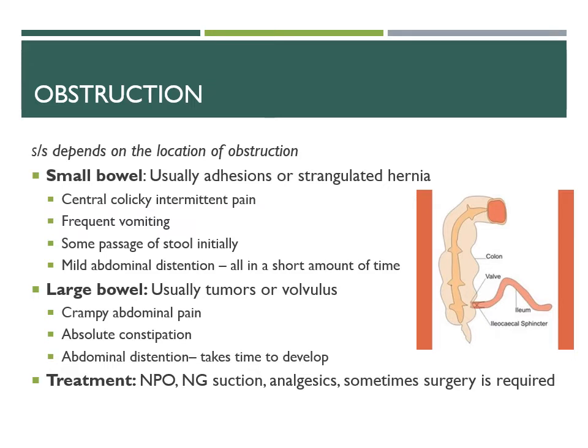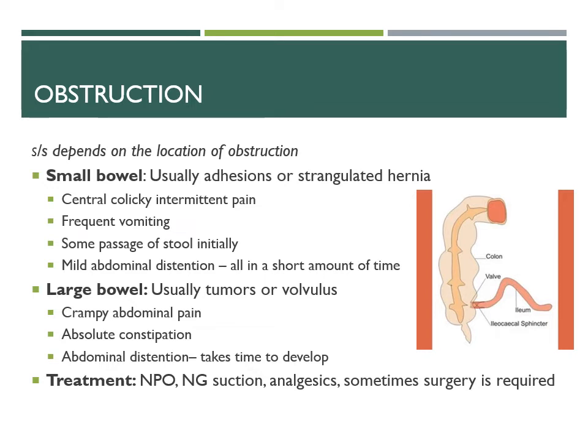So central colicky, crampy pain, profuse, frequent vomiting, because the small intestine wants to decompress itself over and over again. So you can see how you can get dehydrated very quickly from all this vomiting. You can have a bit of passage of stool initially, because don't forget you have stool beyond the bowel obstruction when you develop the bowel obstruction. So you could have a bit of stool initially, and then you don't have any stool after that. Your colon becomes empty. Mild abdominal distension because you're decompressing every time you vomit, okay?